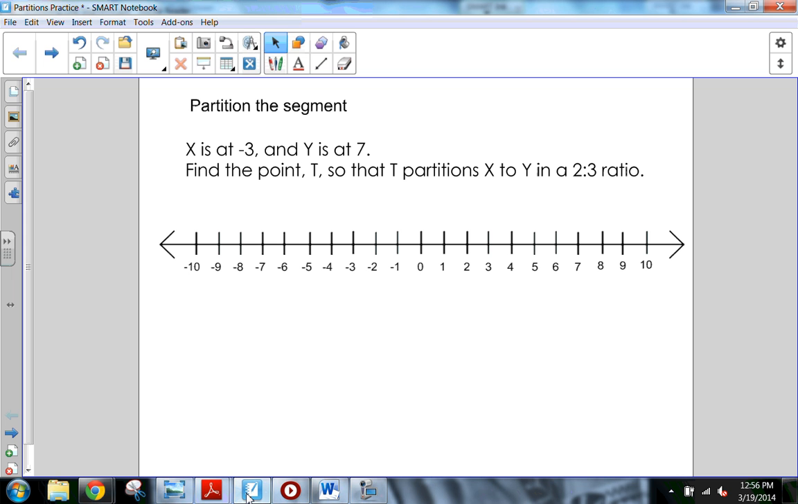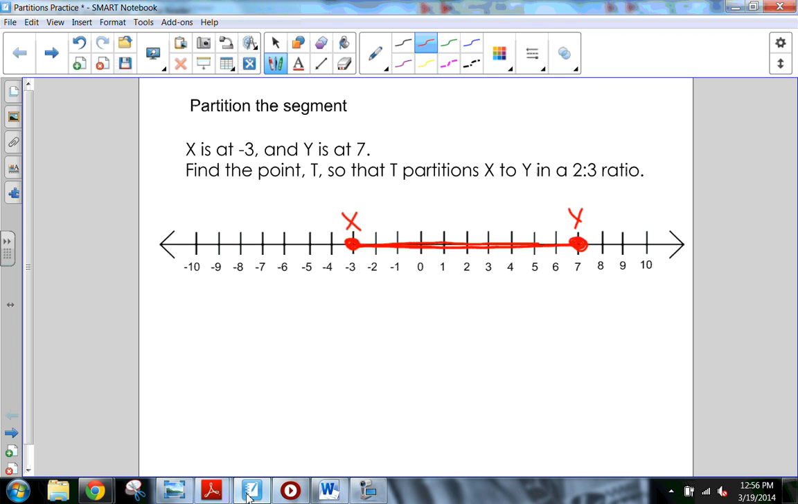Our first example is shown to you, and what we want to do is start by drawing out our line segment. I have x at -3, so I'm going to put that there, and y at 7, put that there, and draw a line segment. I want to partition that into a 2 to 3 ratio. We say this is going to be little a and little b, and our x1 point is the first point, and our x2 point is the second point.